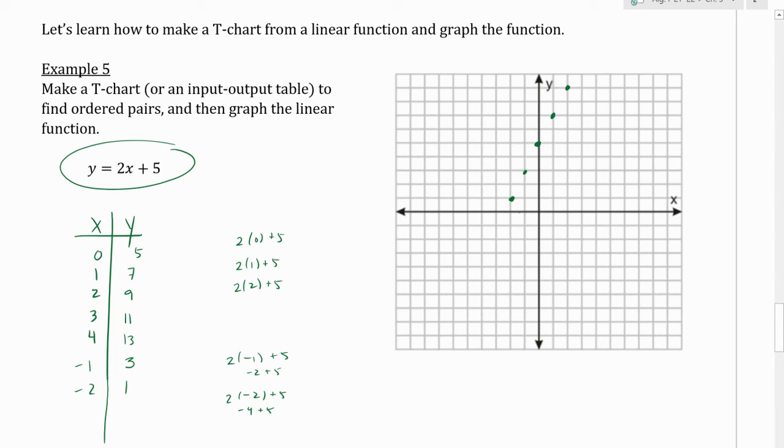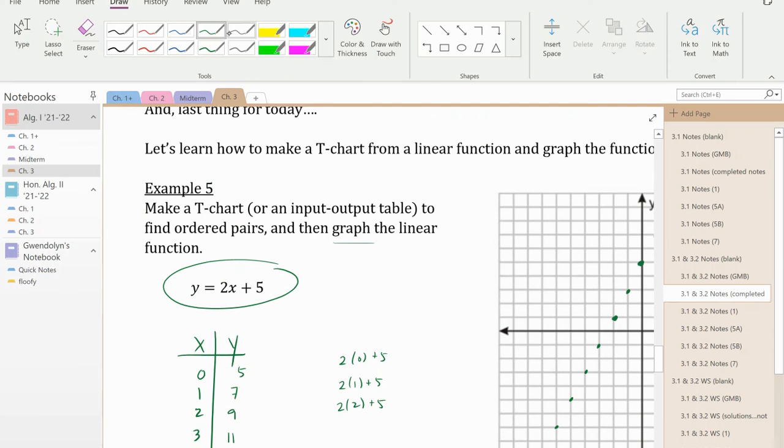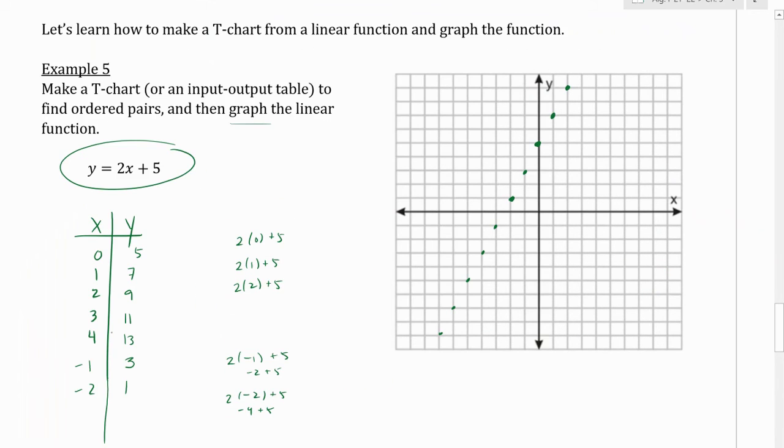Now we can see our pattern. For every one space I went to the right, I went up 2. For every one space I go to the left, I'd be going down 2. So I can just find those points without making the t-chart if I want to. And then when it says graph the linear function, that means you're doing, like we just did, for these particular x's that I chose. But I could have done it for 1.7, and that point would have been on there. So we just connect them so that we're including everything.